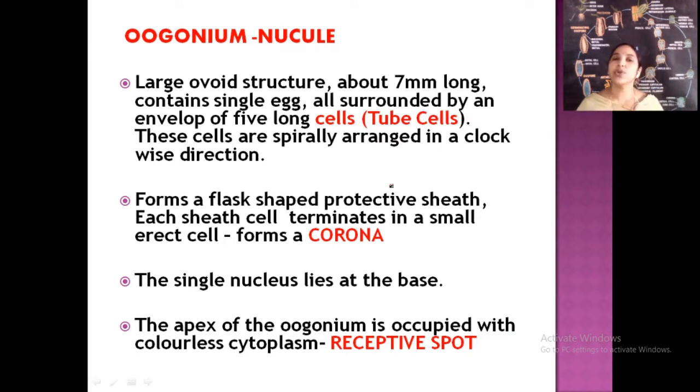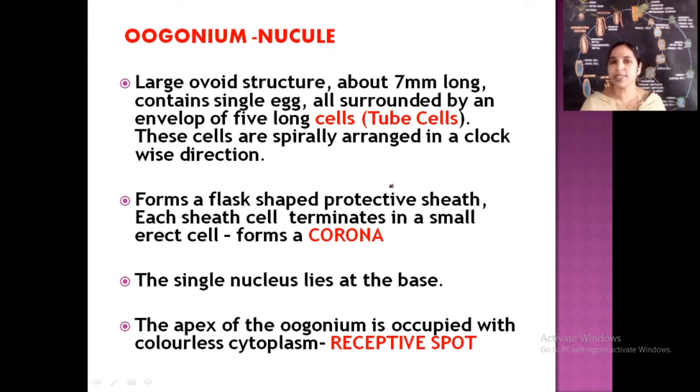Now we are moving on to oogonium. Oogonium, or it is otherwise known as what? Nucule. Nucule is a somewhat elongated, ovoid structure, and it has an envelope. That envelope is known as tube cells. Clear? And that is a flask shaped protective sheath that ends in a structure of cells known as corona.